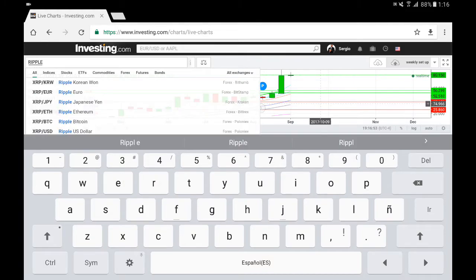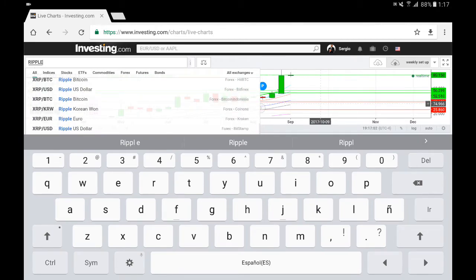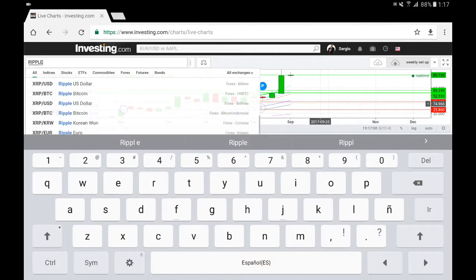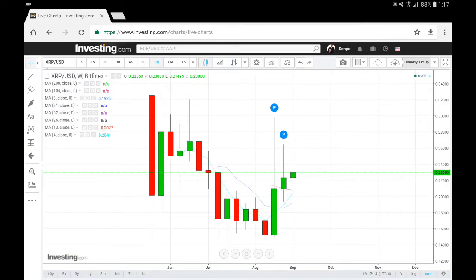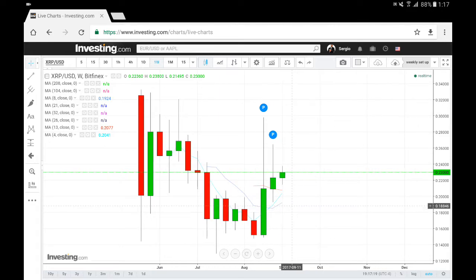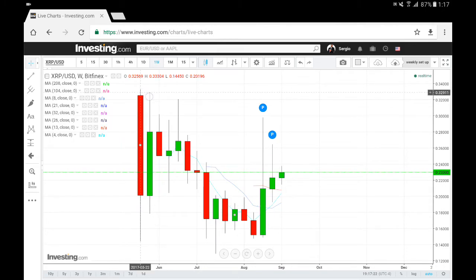Ripple, US dollar. I had one with GDX, but no, that's nothing. We're going to do it here with this one, Bitfinex. And over here, oh sorry, I don't have any presets, but over here that's exactly the same thing. You see from here, that's your resistance, and now here we are at the support level at 15 cents, and now we are above the 4 weeks moving average and the 8 weeks moving average.